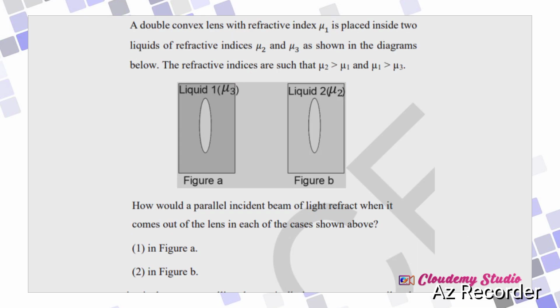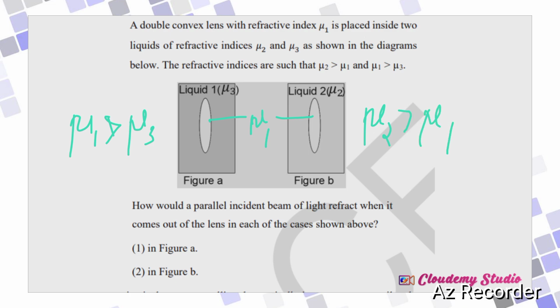The next question. It shows a double convex lens having refractive index mu1. This lens is placed in a liquid having refractive index mu3 as in figure A, and it is dipped in a liquid having refractive index mu2 as in figure B. It is given that mu1 is greater than mu3 and also mu2 is greater than mu1.